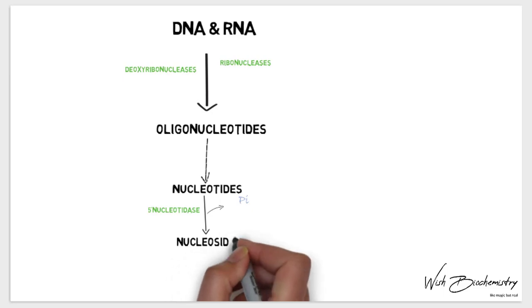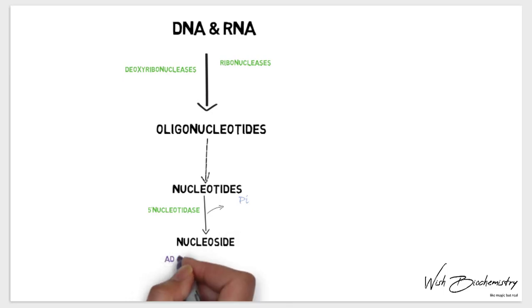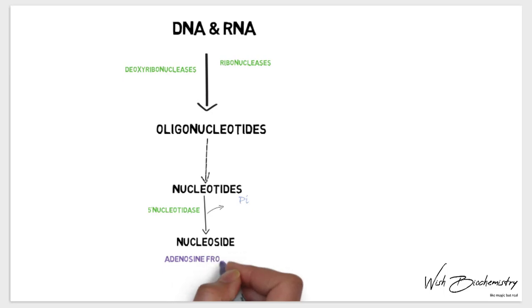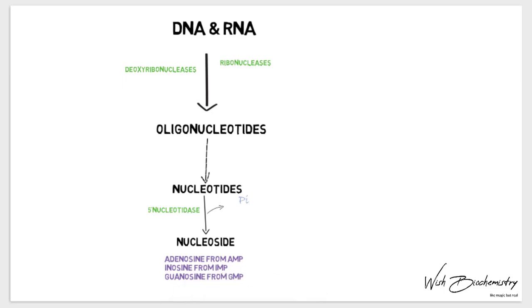Nucleoside adenosine is formed from adenosine monophosphate, inosine is formed from inosine monophosphate, and guanosine is formed from guanosine monophosphate. So the nucleases break nucleic acids into smaller units, the nucleotides, and then phosphate is removed by the nucleotidases. In next steps, sugar group is also removed.